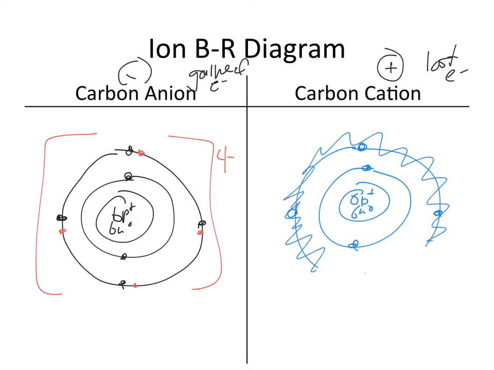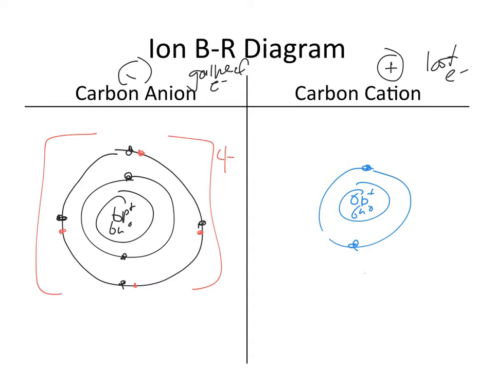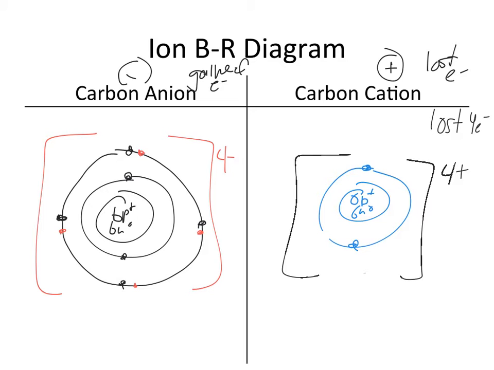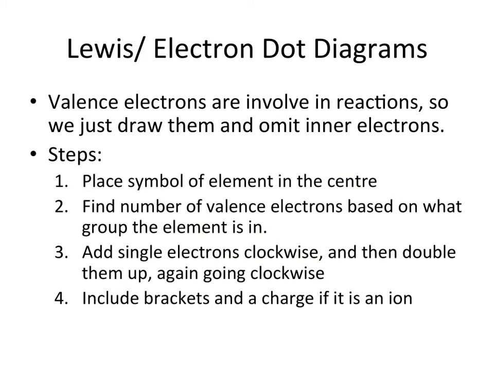Let's get rid of this. If we get rid of that and we lose all those outer shells, all those outer valence electrons, we get our inside electrons. Now, what carbon is left with is only 2 electrons. It has lost 4 electrons, so it's lost 4 negatives. That means it's now going to be 4 plus.